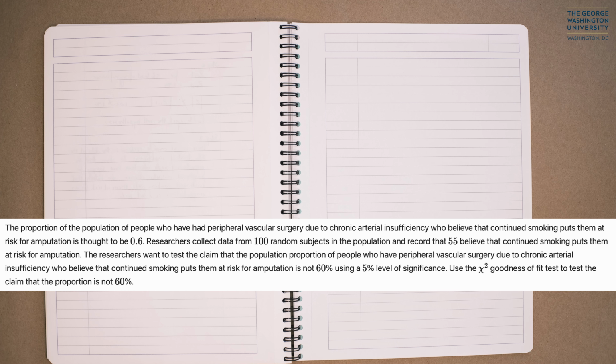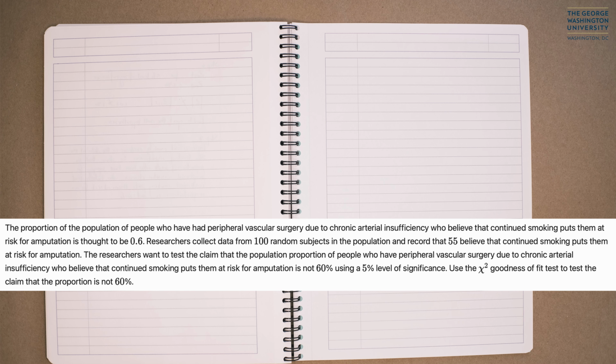So this question was put to this population: do you believe that if you continue smoking, that would put you at risk for amputation? And it is believed under the null hypothesis that 60% of this population thinks so. So researchers collect data from 100 random subjects in the population. And from those 100, you can imagine just a survey question, 55 of them said that continued smoking puts them at risk.